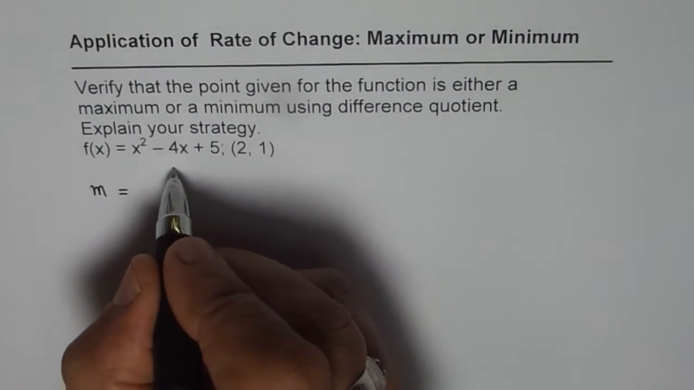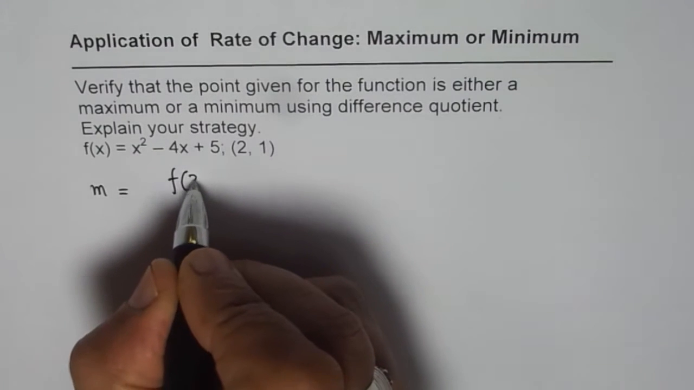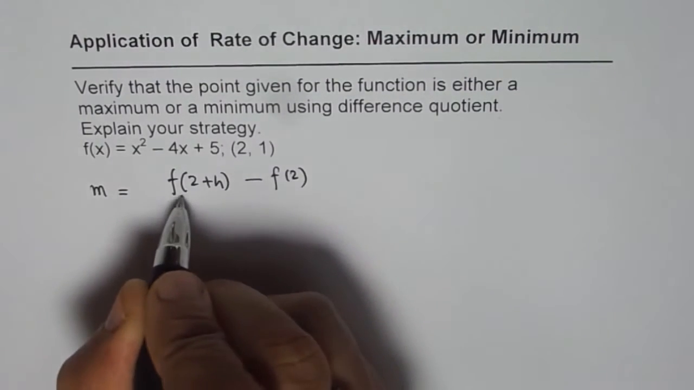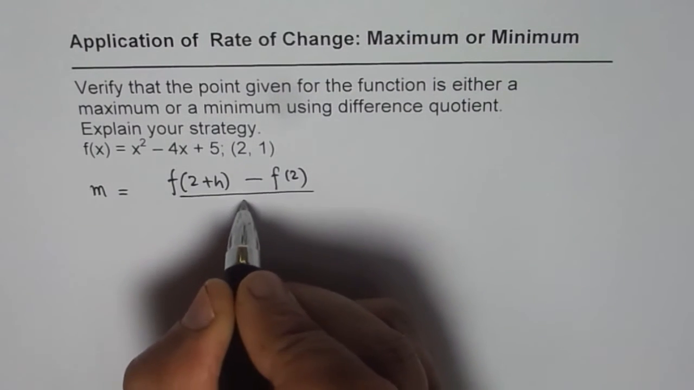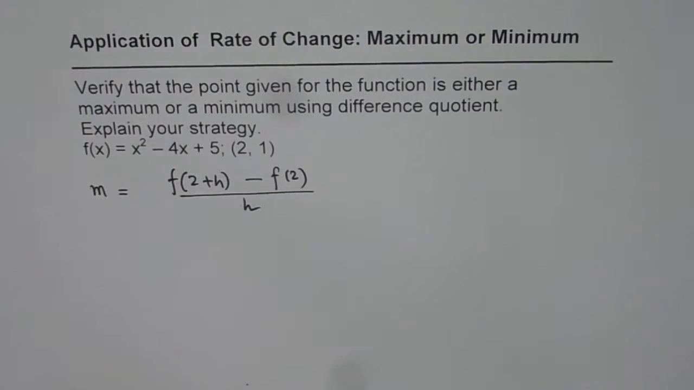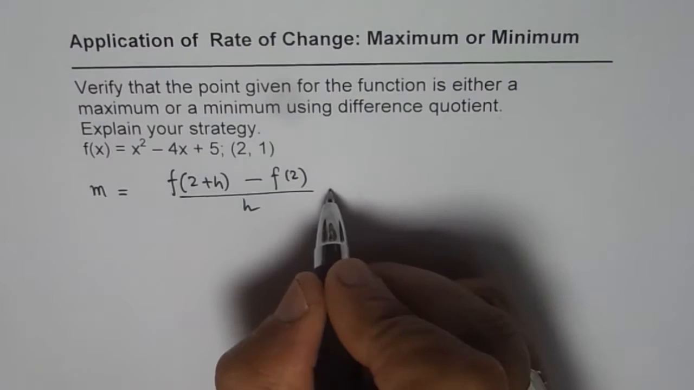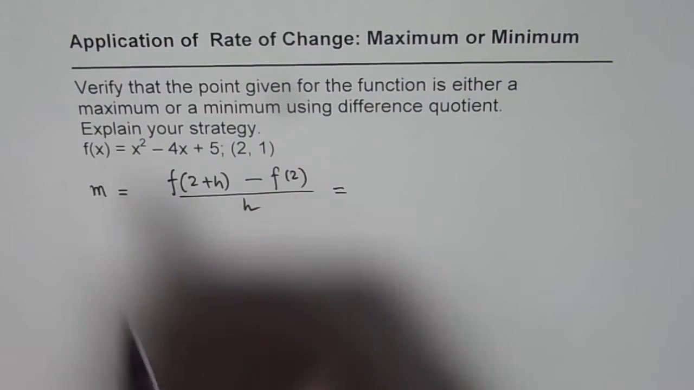That is to say, we'll find f of 2 plus h minus f of 2 over 2 plus h minus 2, which is h, right? So that should give us the slope of secant line, where h is very close to 0. Okay, so let's substitute 2 plus h for x.